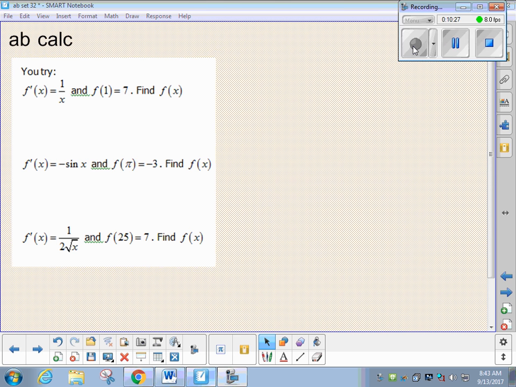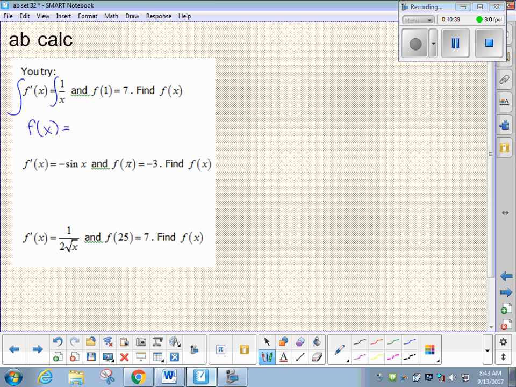Let's see here. The first thing I would do is say, all right, if I want f, I'm going to anti-differentiate both sides. On the left side, the antiderivative of the derivative is the function. What is the antiderivative of 1 over x? Natural log of the absolute value of x. Did you remember your absolute value?